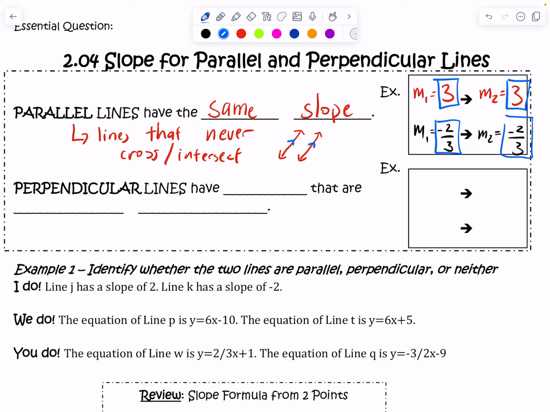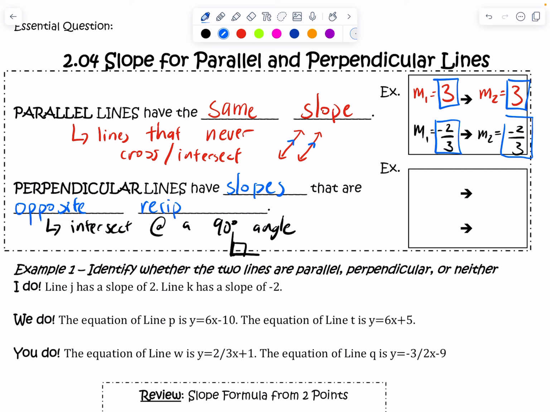All right, perpendicular lines are special lines. They intersect at a 90-degree angle. That means they make this little box thingy, right? And perpendicular lines have slopes that are opposite reciprocals. Opposite means that they have different signs. That means one is positive, the other one is negative. And reciprocal means they're flipped upside down of each other, flipped fractions.